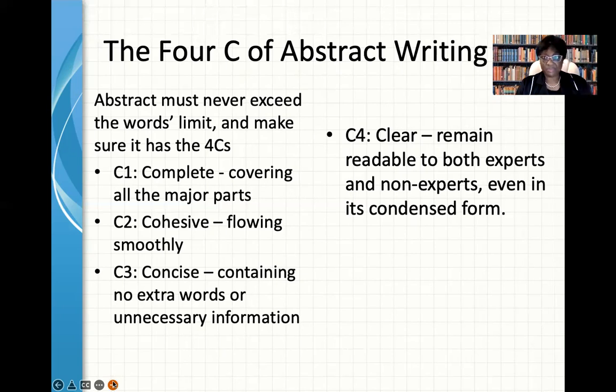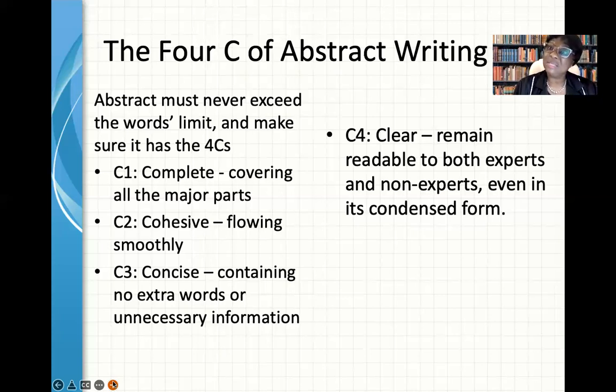And the first, C1, the very first C of an abstract, is covering all the major parts. And the major parts are those ones I highlighted. The problem you want to solve, the objective or purpose, the methodology, your results or your findings, and then your conclusion and recommendation. These are the major parts of your work. So your abstract must be complete. It must cover them.